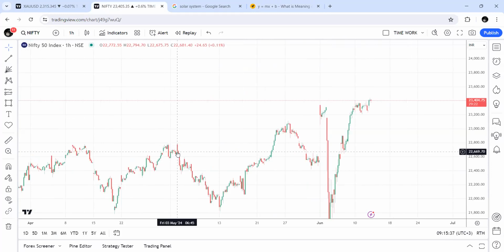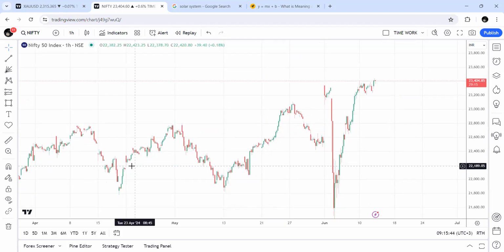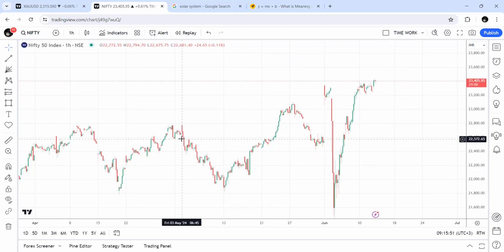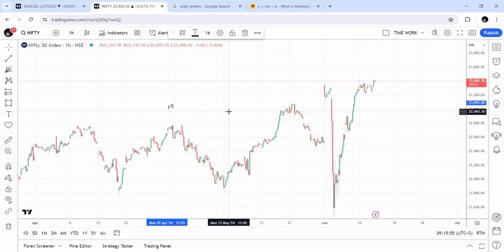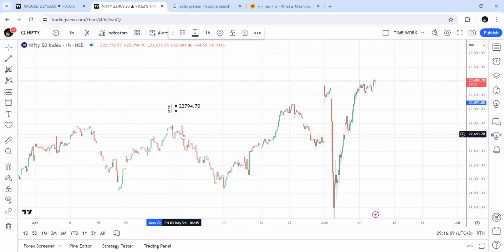So let's say I want to draw an angle from this high, and I want to draw it sloping up here. Now you'll understand why in a bit, but just bear with me for now. This high is 22,794.7, so that's going to be Y1 equals 22,794.7. And X1 will equal, we'll just say May 3rd. What is that? 6:45, UTC+3.